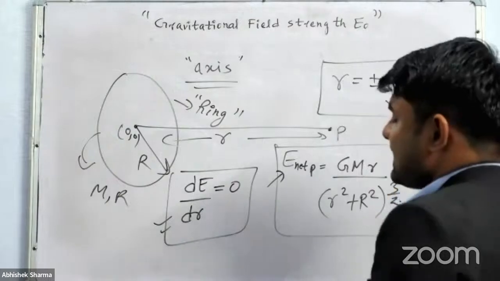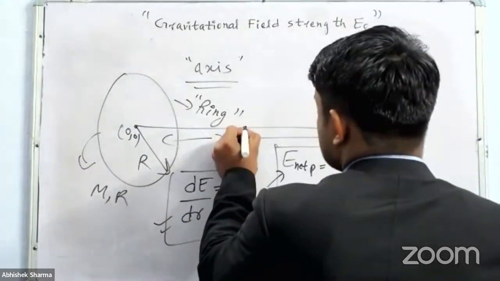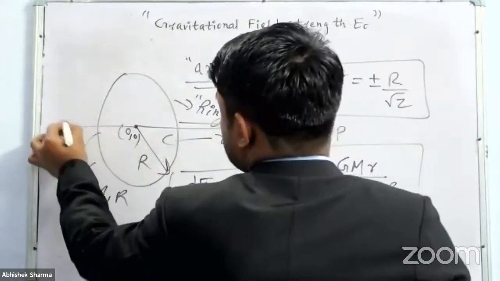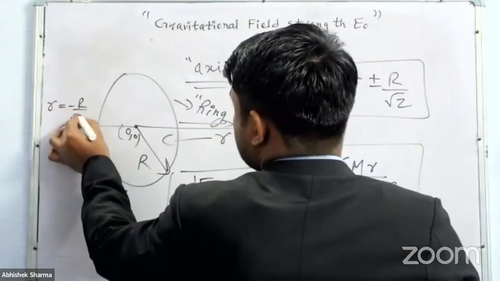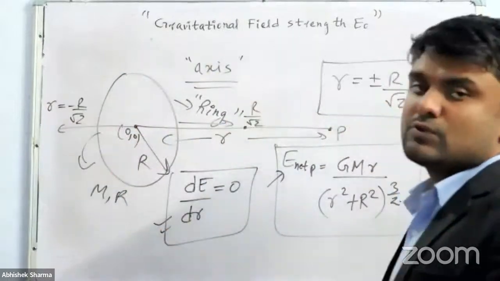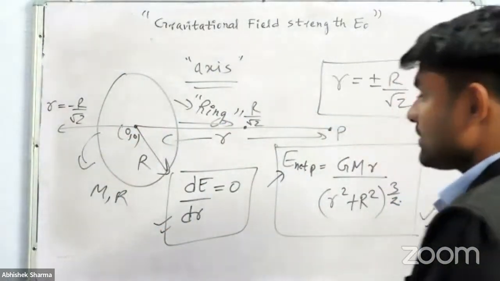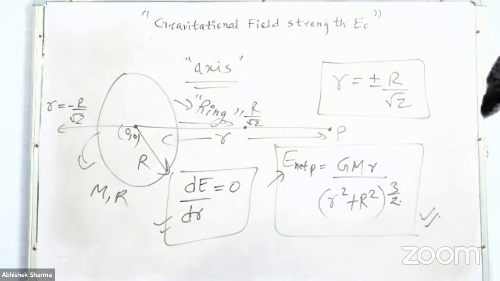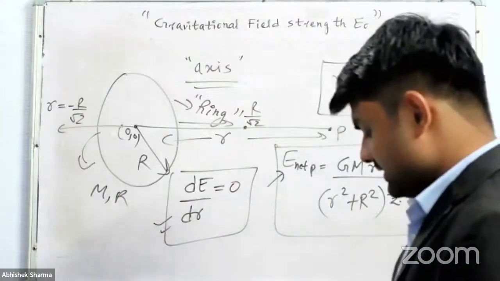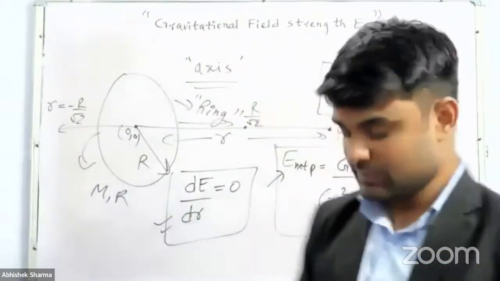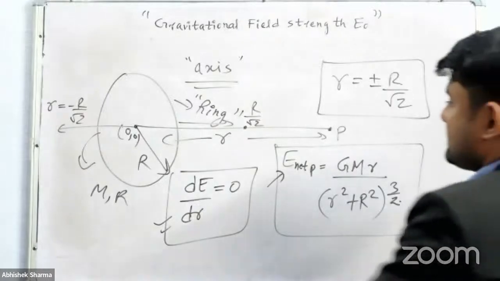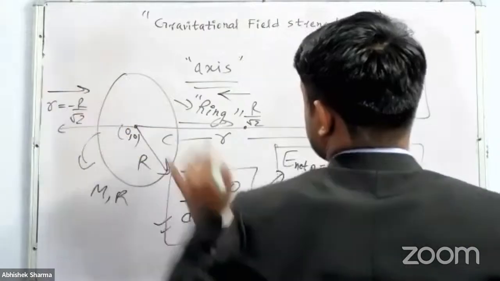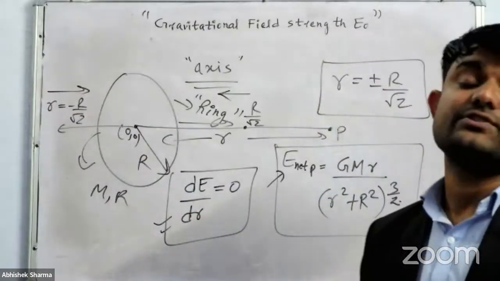So it means that at r equals R by root 2 on the positive x-axis, and at r equals minus R by root 2 on the other side of the ring towards the negative x-axis, the field value will be max. Which field is it? It is the gravitational field strength. Since it's an attraction, here also the force direction will be towards the ring, because it's attracting the mass.